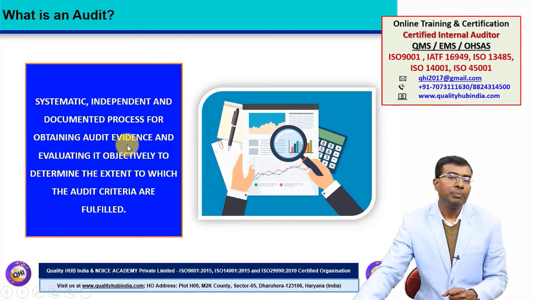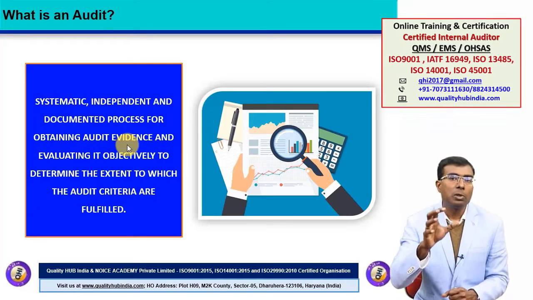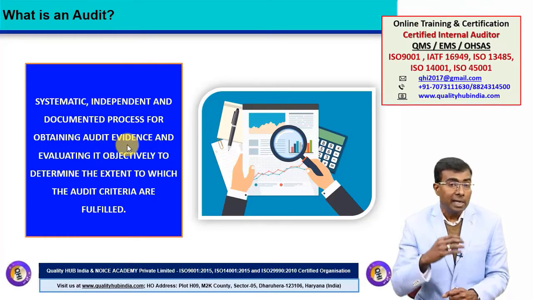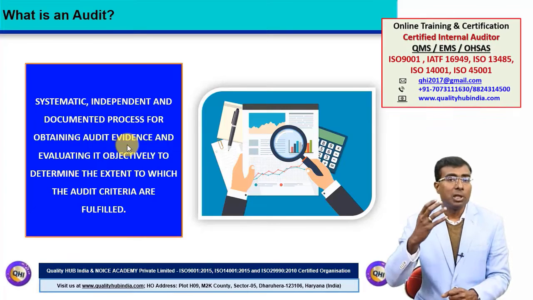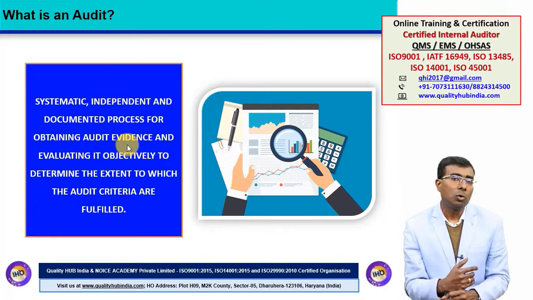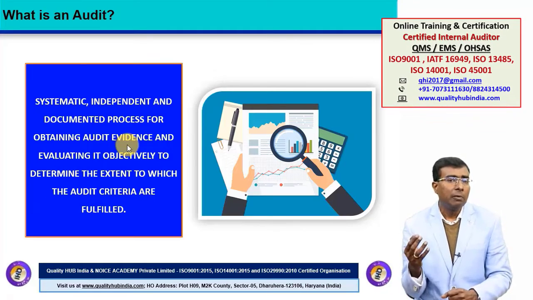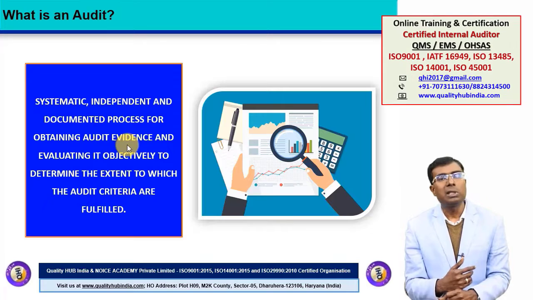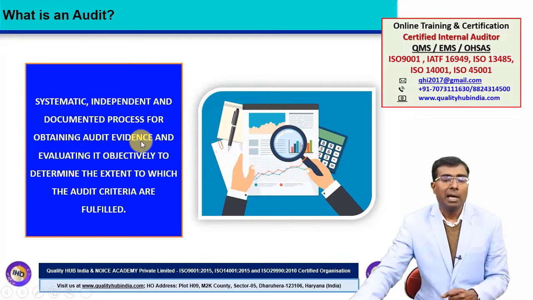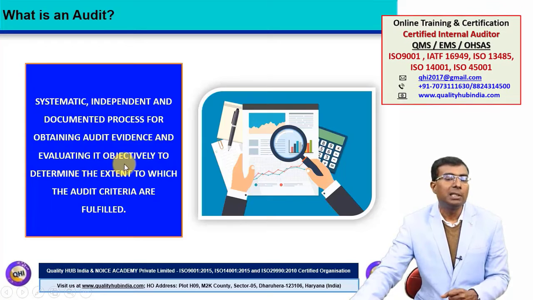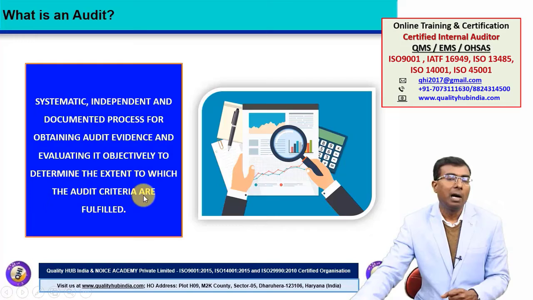During the audit, you would be obtaining evidence: various kinds of observations you are going to make, you are going to interview people, verify the records, and practically observe the happenings on the shop floor, talking to people, checking the product, checking the tagging, verifying the compliances. All those things are going to be done. Those are basically obtaining evidence and evaluating it objectively to determine the extent to which the audit criteria are fulfilled.